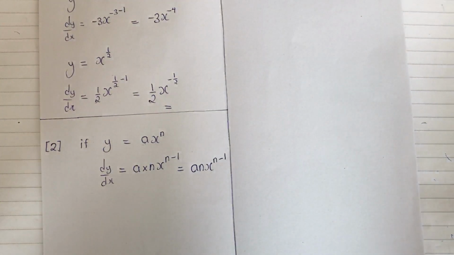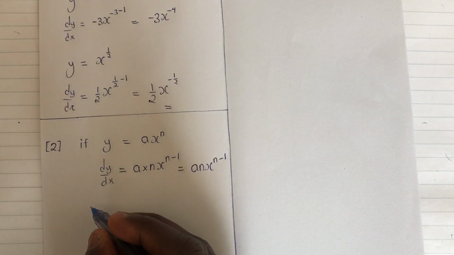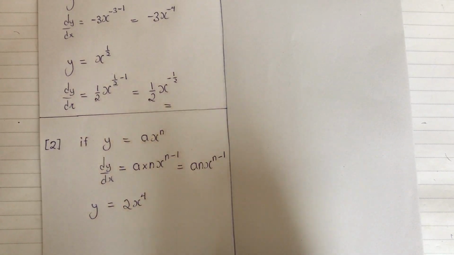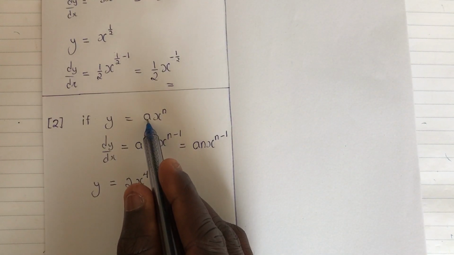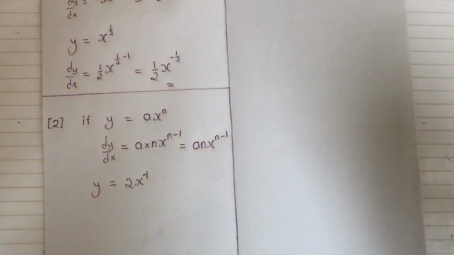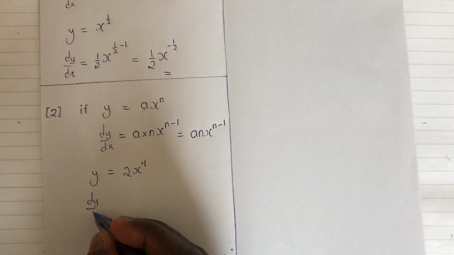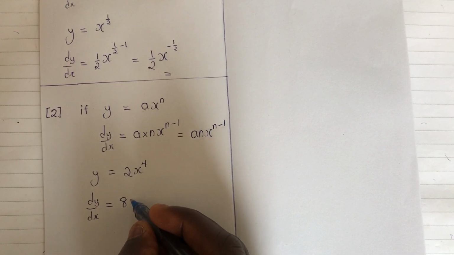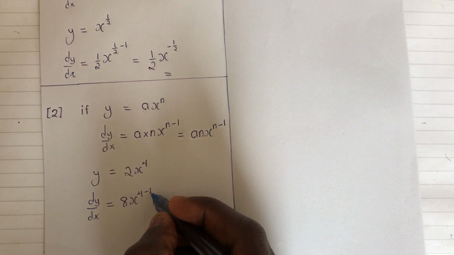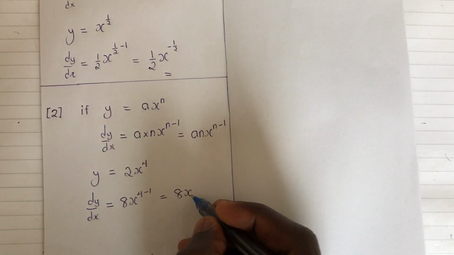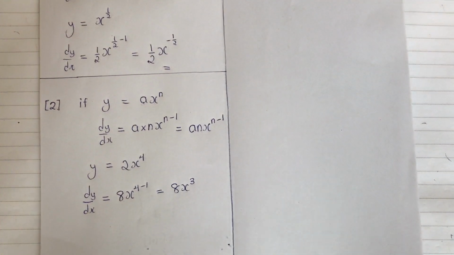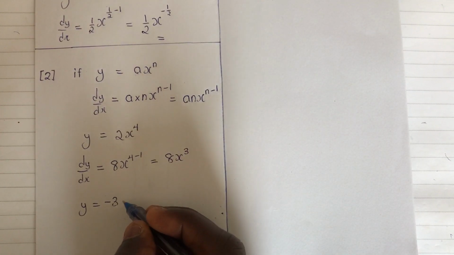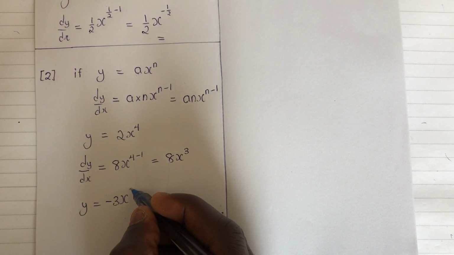So now I'll take an example under this one. Let's assume that I have y equals 2x raised to the power 4. So now a here, which is the one we have here, is representing our 2, like I explained earlier. So dy/dx is gonna give us 4 times 2, giving us what? 8x raised to the power 4 minus 1. And this is giving us 8x raised to the power what? 3.